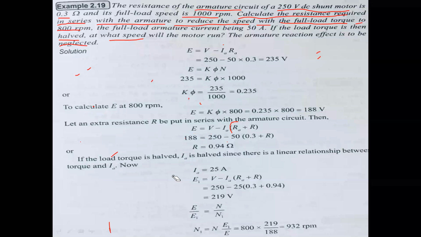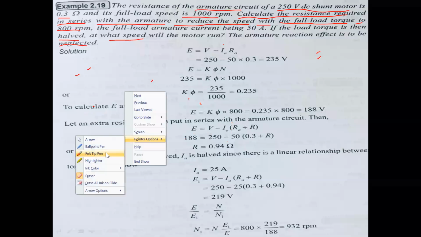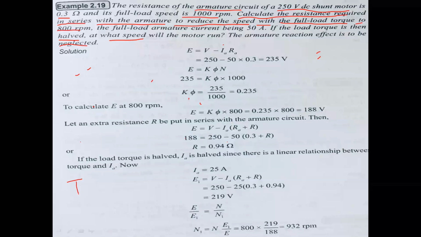In a shunt motor, flux is constant, so torque is proportional to armature current only. This is the basic formula for torque: torque is proportional to flux times Ia.